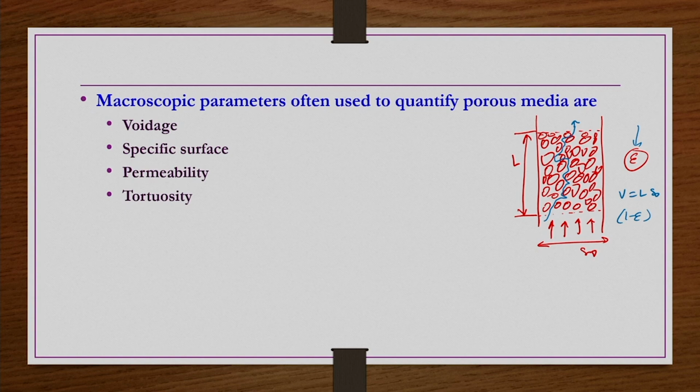If you have only a simple column with no packing, then the fluid element coming in may pass straight through without any deviations. But here you have so many particles in between, so there is resistance from one particle to another, and the fluid particle cannot go straight. The distance that any given fluid particle travels would be more than L because of these tortuous paths, and that is characterized by the tortuosity.